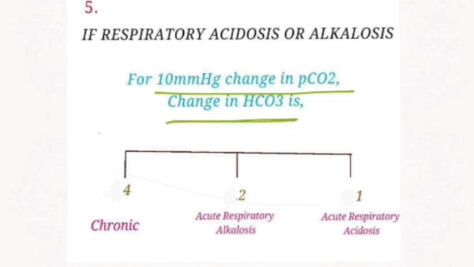So we will have to check that for every 10 millimeter of PCO2, what is the change in HCO3 values. If the change in HCO3 is 4, it is a chronic condition, and any other change is an acute condition. In cases of respiratory acidosis, there is an increase in the HCO3 value as a compensation, and in cases of respiratory alkalosis, there is a decrease in the HCO3 values as a compensation.